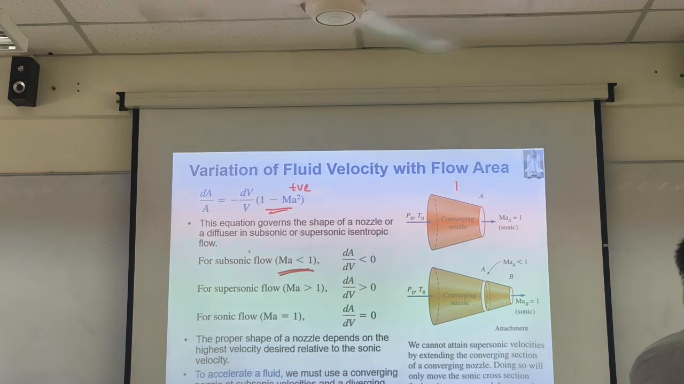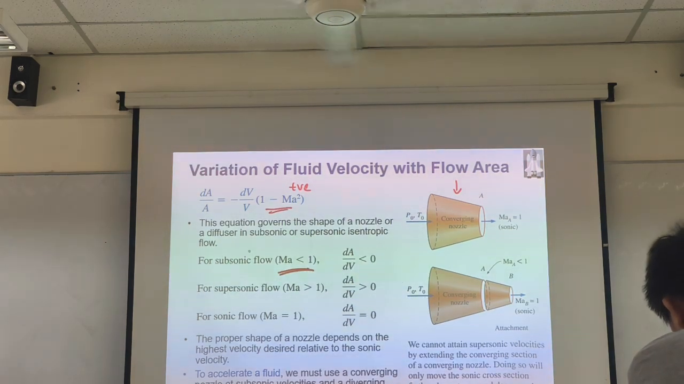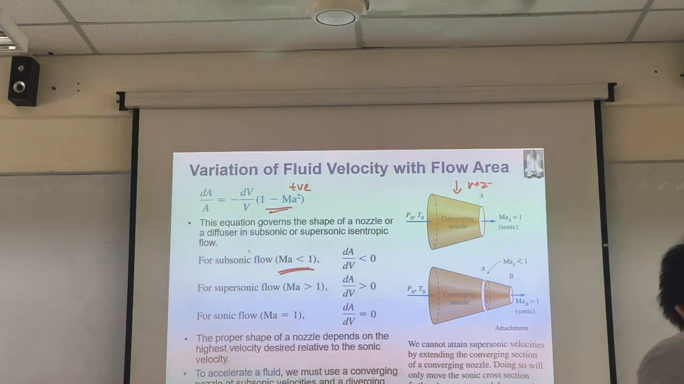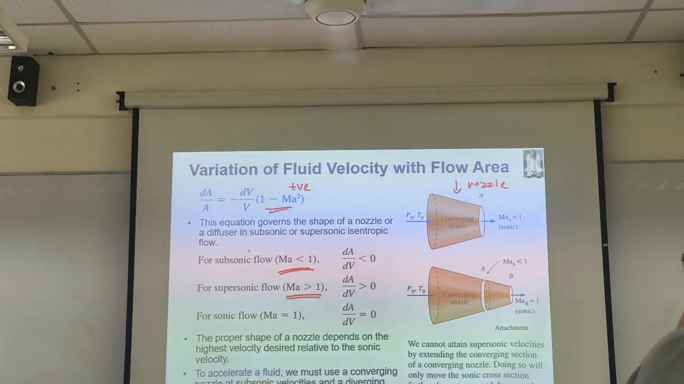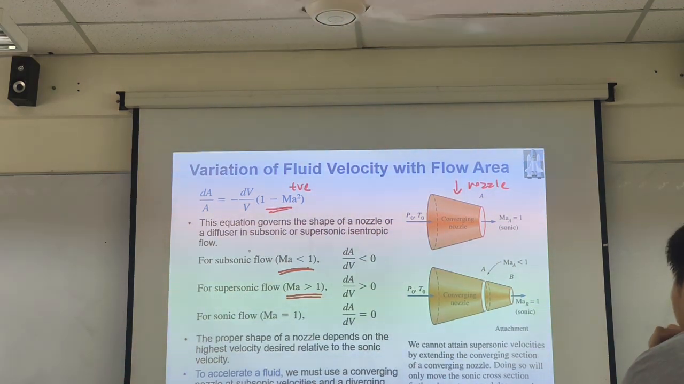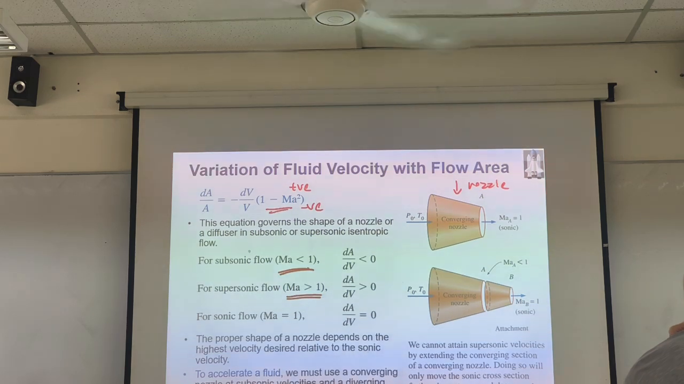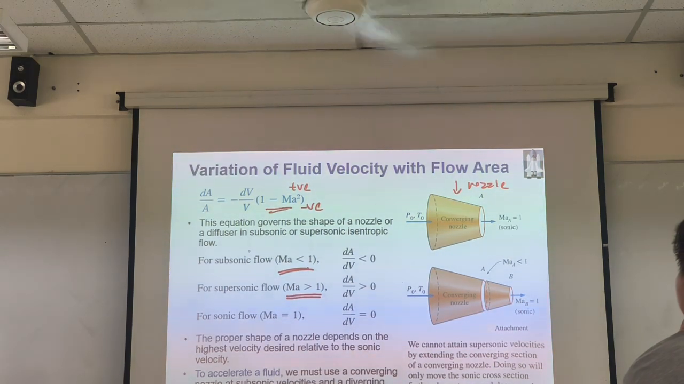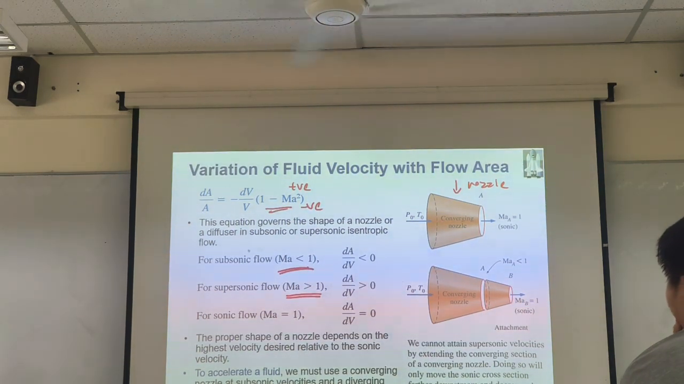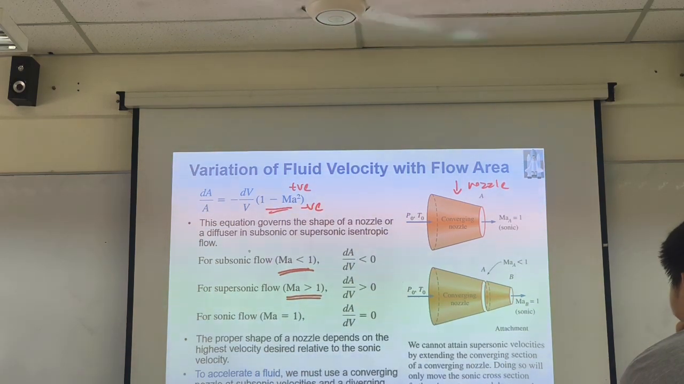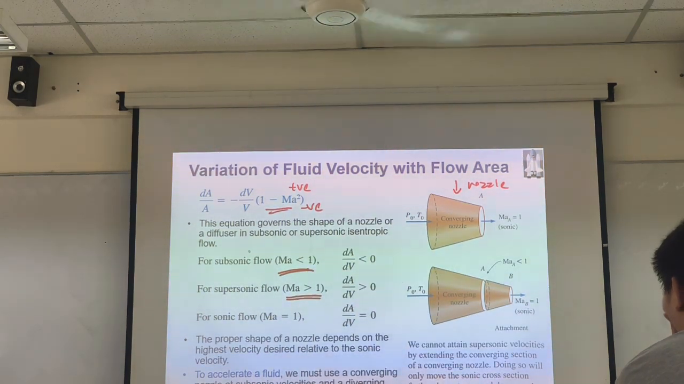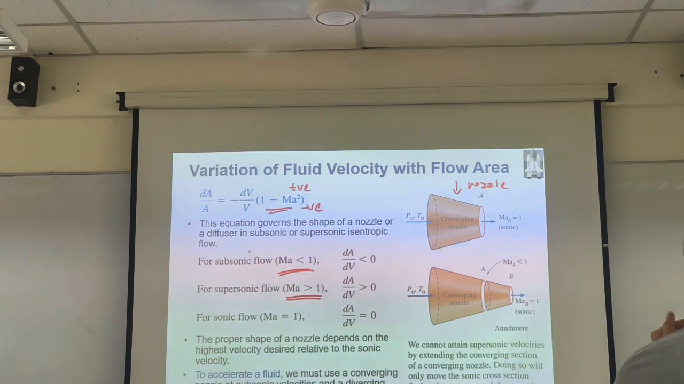So that's why this is a nozzle, and the velocity will increase. And if you have a supersonic flow, then this becomes negative and the case becomes the other way around. Then a converging nozzle will become a diffuser instead, because the relationship will swap. For sonic flow, it's just zero.